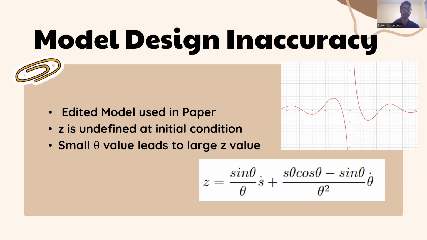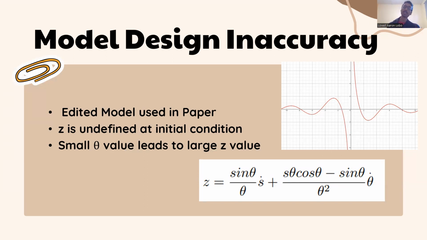So in the paper, it is not exactly provided what the model being used is. They just say that the Jacobian can be calculated analytically, and then you have to just find it. So the exact model is not being given. So when I tried to derive the model, the equations given over there for the z value are in the form of sine theta by theta, and then another term.